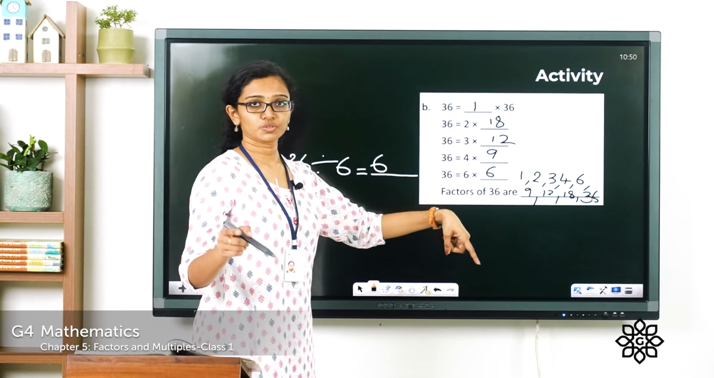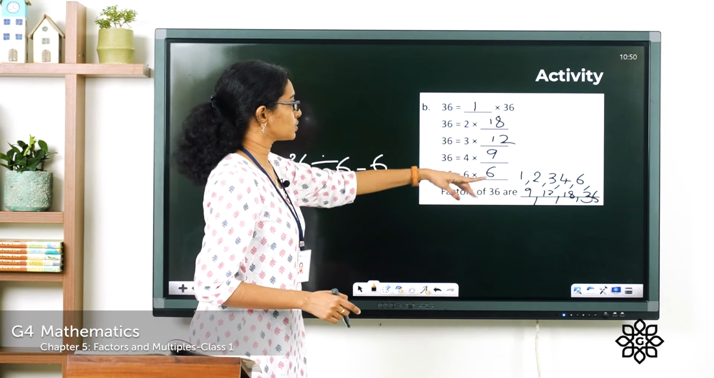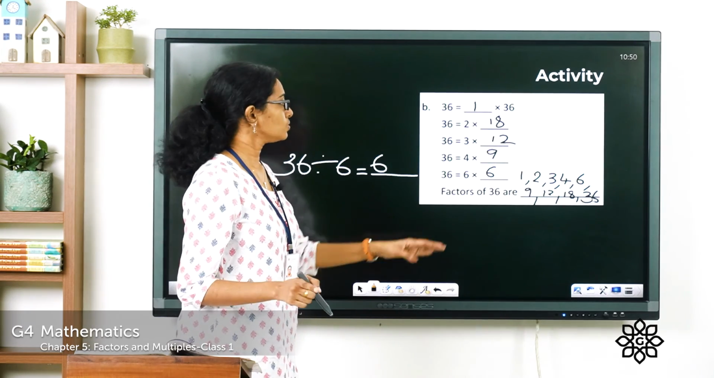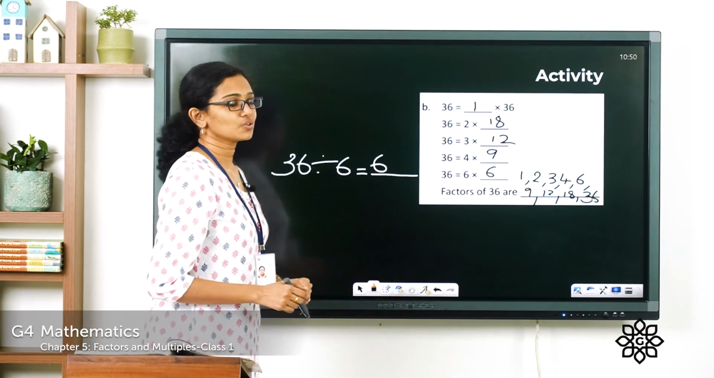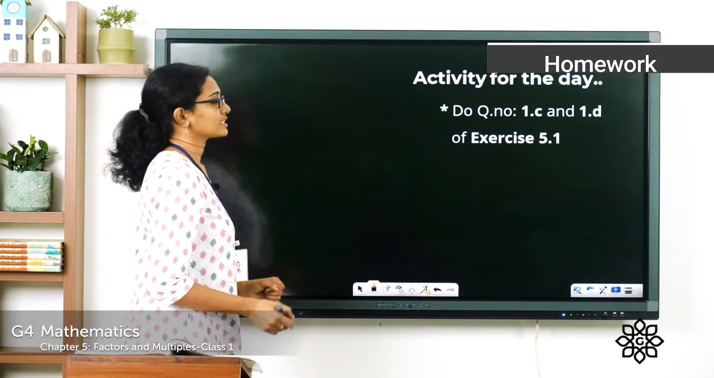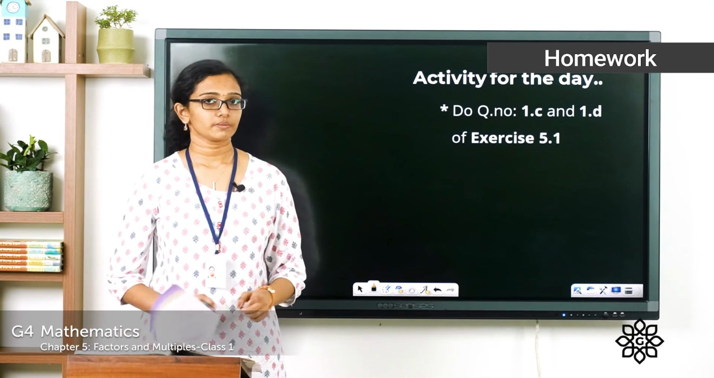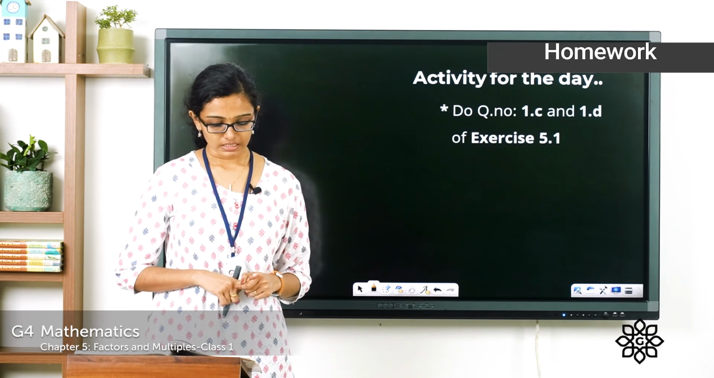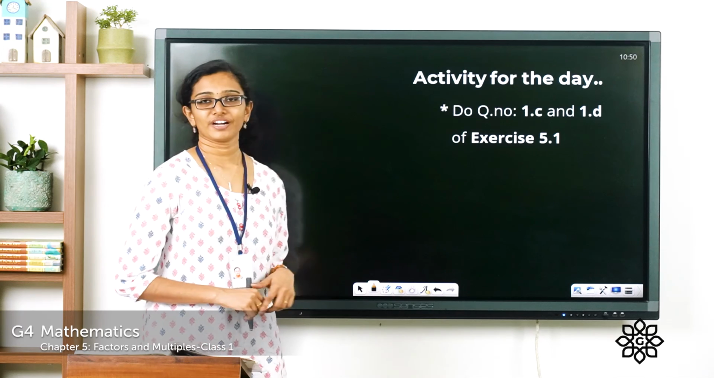These are the numbers which we multiply to get the number 36, and these are the numbers which can divide the number 36 completely without any remainder. So these are the numbers which are the factors of 36. Now is it clear to you? Now as an activity, you can go through the topic once again, which is on page number 65 and 66 as well. Then you have to complete the questions 1C and 1D of exercise 5.1.